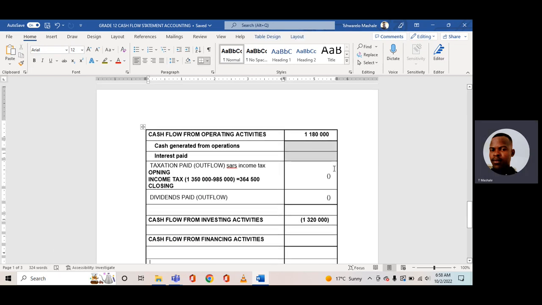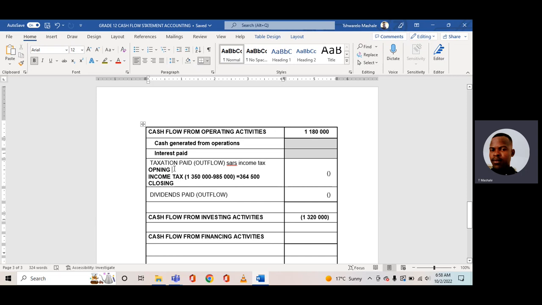Let's write here and see. We have our opening of 35,900. Therefore, they say it's a CR. I'll just do the brackets there and do this.